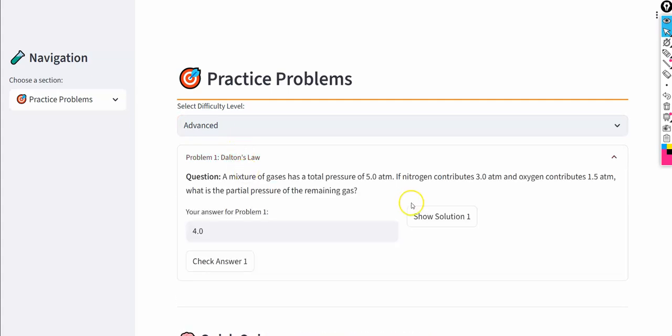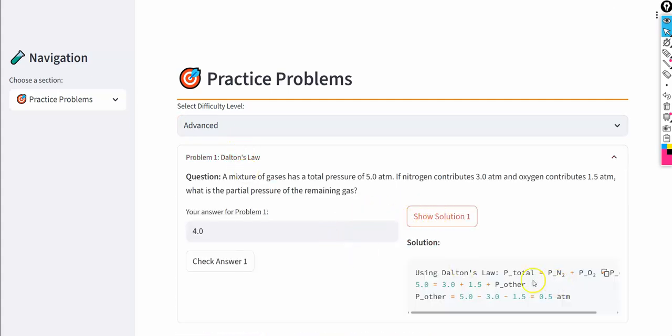So Dalton's law, you know Dalton's law, that the total pressure is equal to the sum of all partial pressures. That way you can also do that.